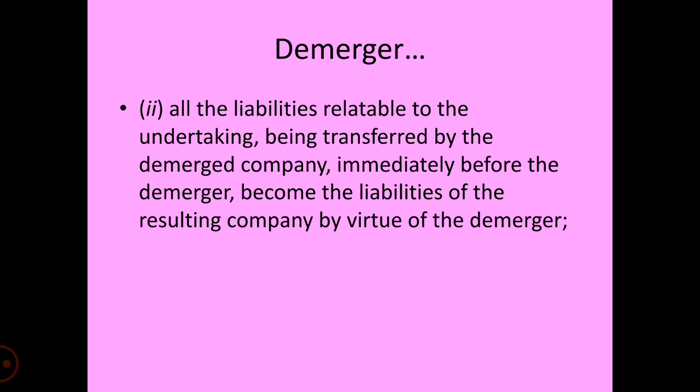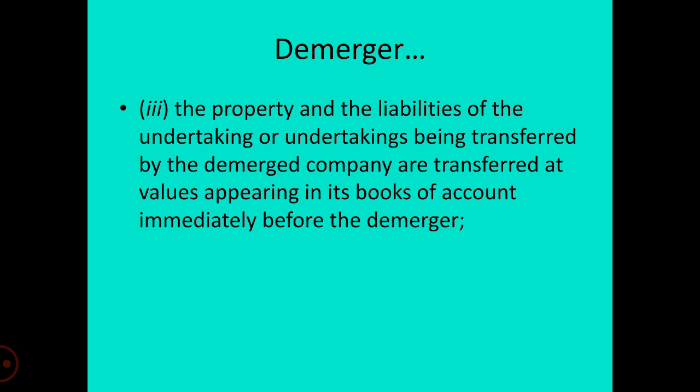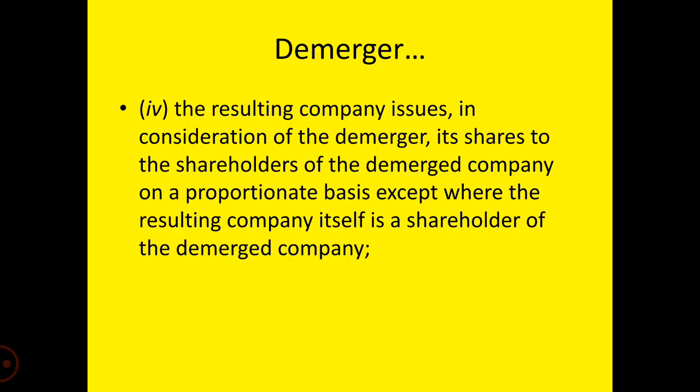Subclause 4. The resulting company issues, in consideration of the demerger, its shares to the shareholders of the demerged company on a proportionate basis, except where the resulting company itself is a shareholder of the demerged company. Even where the resulting company is already a shareholder of the demerged company, the shares will be allotted to the shareholders of the demerged company on a proportionate basis.